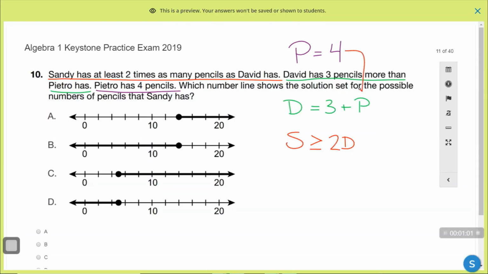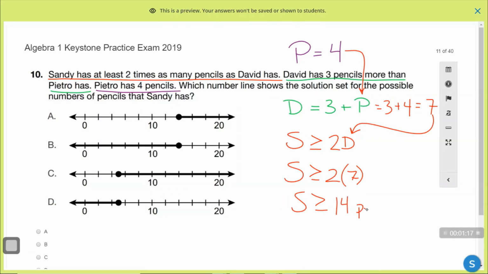Now from here we can start putting things together. If I know that P is 4, I can plug that in here, to see that 3 plus 4 is 7, and I can find that D is equal to 7, allowing me to plug that in here, knowing that Sandy must be greater than or equal to twice 7, which in this case means that she must be greater than or equal to 14 pencils. All right, so which one of these shows a number line where a reference point is a solid circle at 14, and we are shading in this direction here to the right, everything greater?